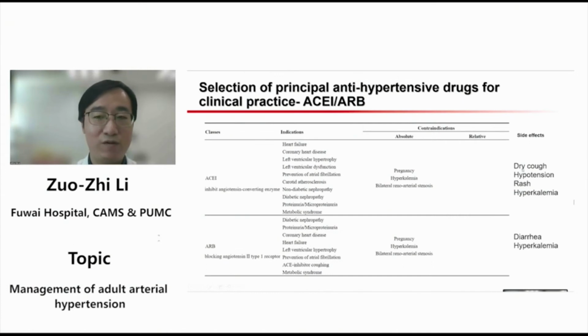If patients have dry cough, then the patient can convert to ARB, which has fewer side effects, but is more expensive. Both of these drugs have side effects of hyperkalemia. So in patients with hyperkalemia, they should not be used. And also in patients with bilateral renal arterial stenosis, these 2 drugs have absolute contraindications, and they also should not be used in pregnant female patients.